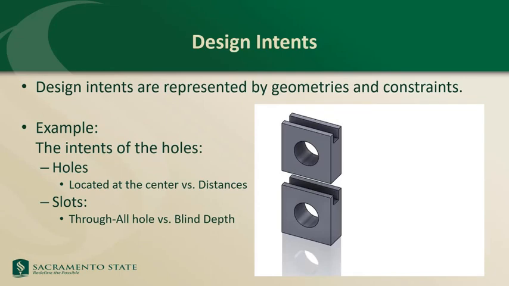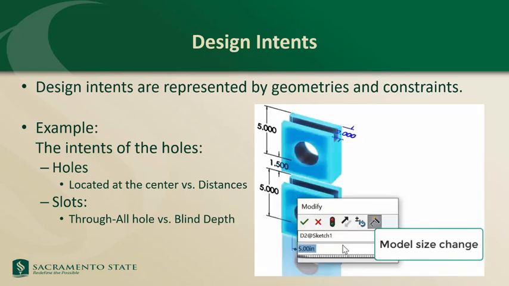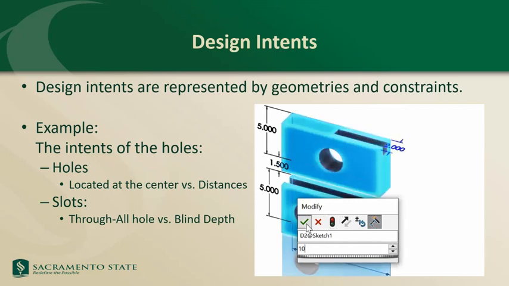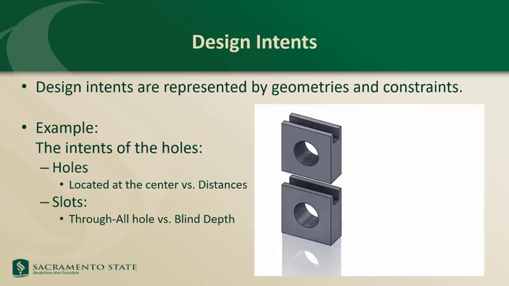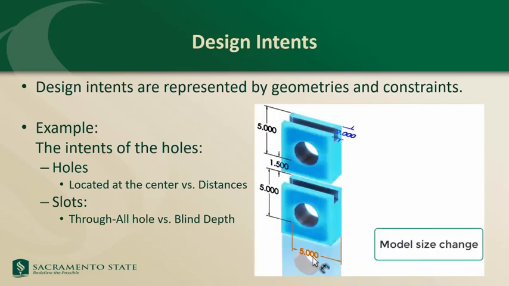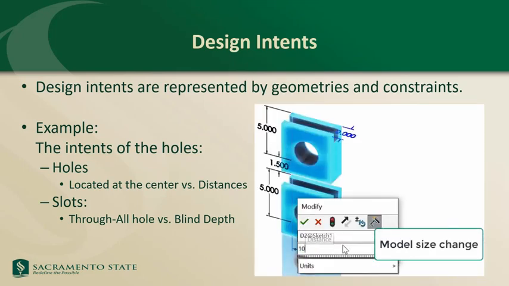The design intents are represented by the features, constraints on dimensions, and geometry relationship, among others. In this example, the intent of the model is to make the hole at the center of the block, and the top slot should run through the top surface. If the model size or shape changes, the intent should be maintained. Incorrect use of features may result in a wrong model.